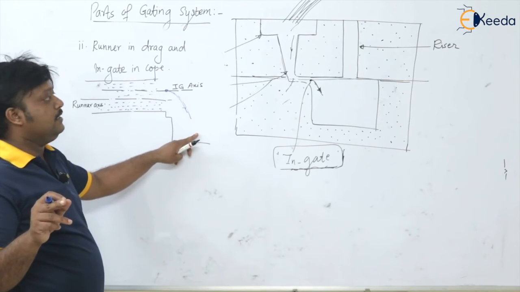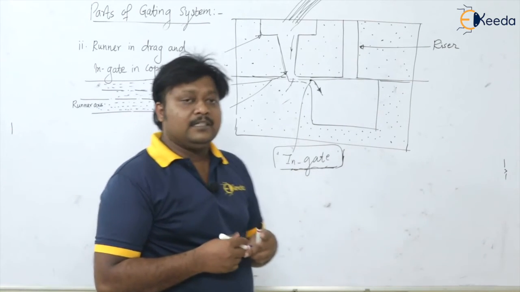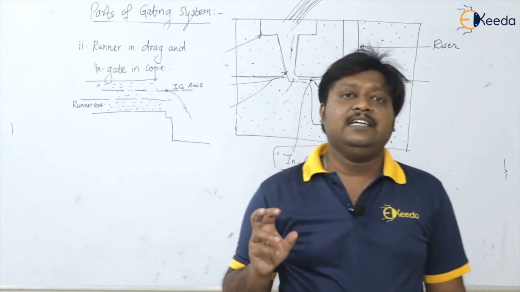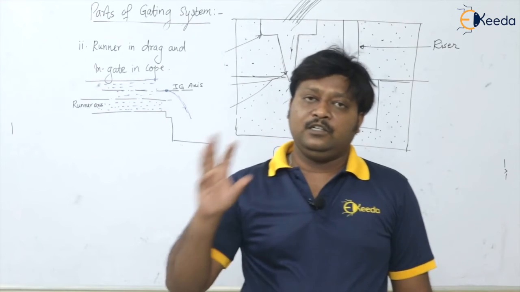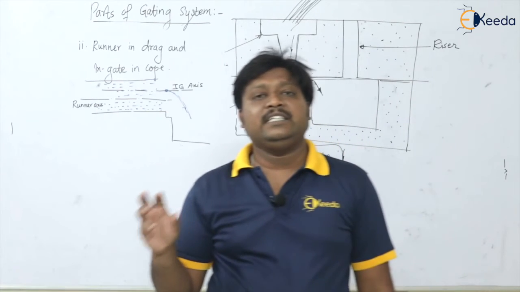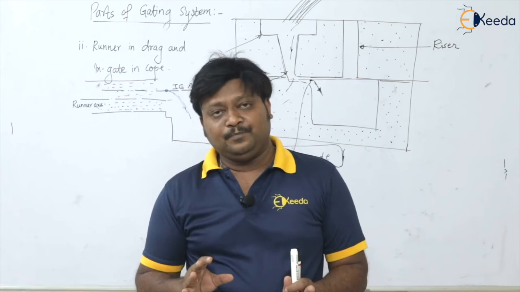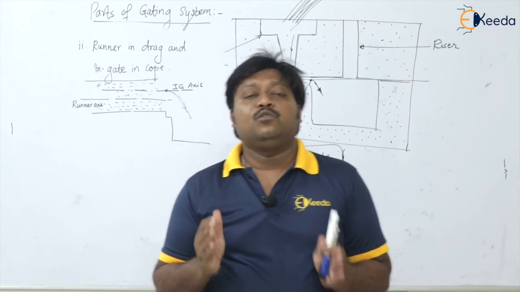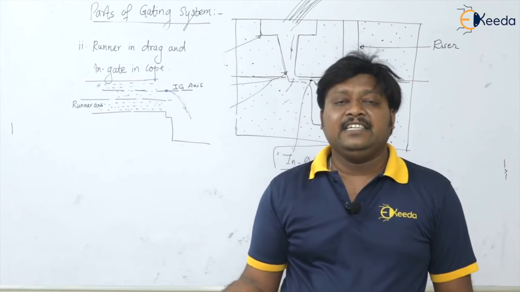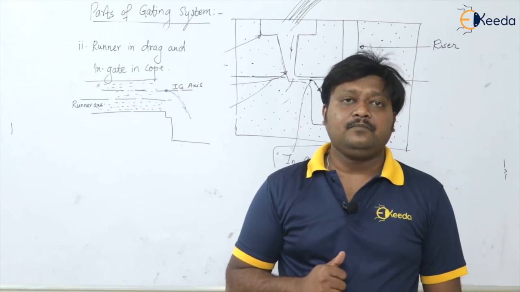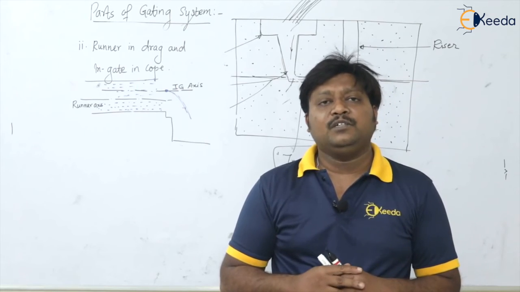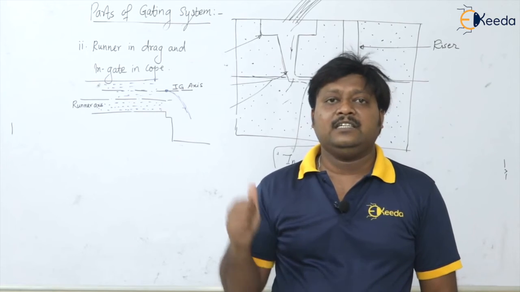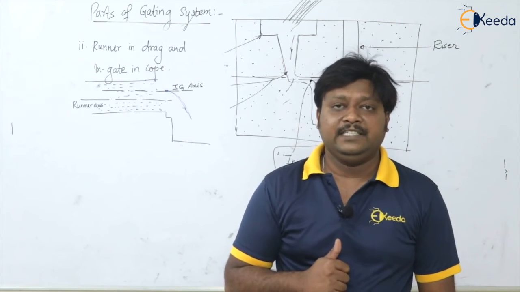the mold cavity. So like that, there is generally an offset between the runner axis and the ingate axis. However, the cross section of the runner and the cross section of the ingates are generally the same. And what is the definition of ingate? This is the actual point from which the molten metal is entering into the mold cavity. So these are the 4 important parts of the gating system.